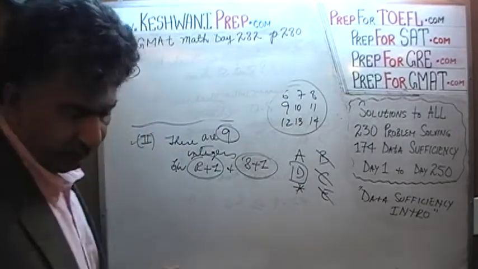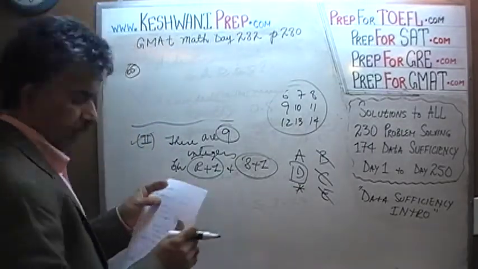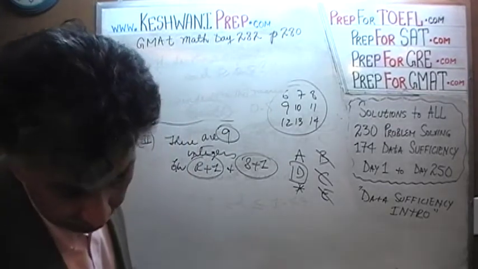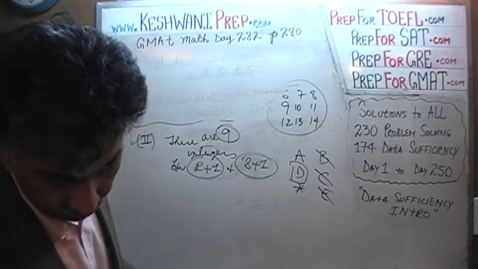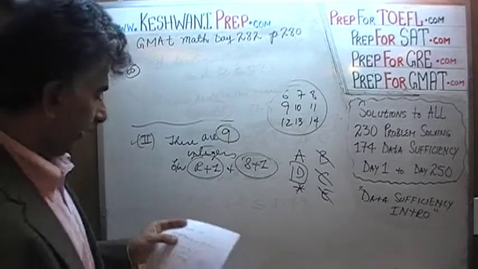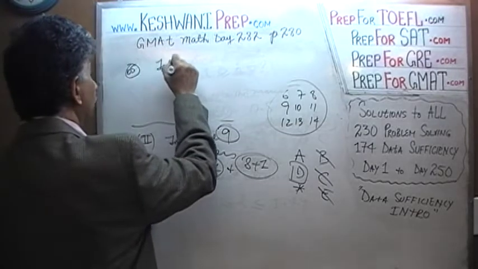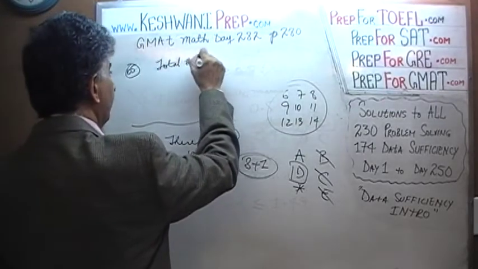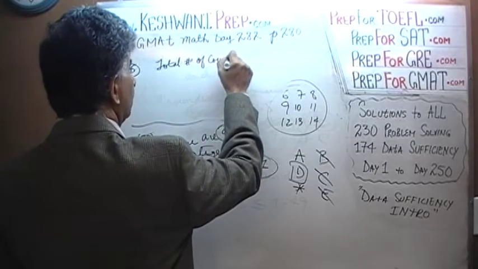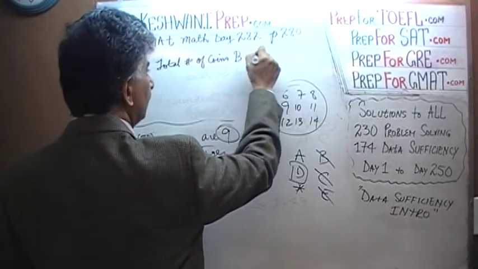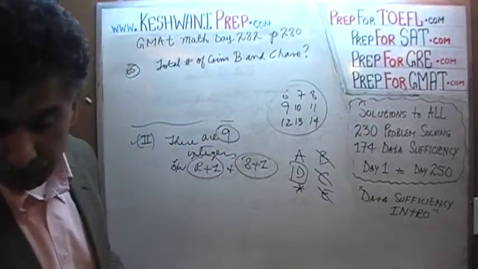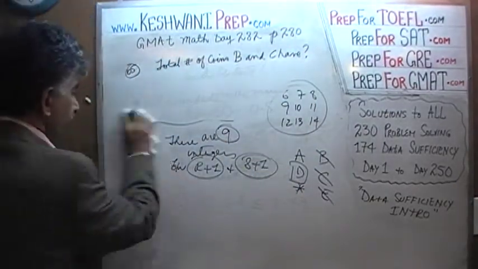In number 65, we are told that the total number of... Oh, actually, we are not told anything. In number 65, we are not told anything. The question simply is, what is the total number of coins that Bert and Claire have? So we have to figure out the total number of coins B and C have. That's the question. How many total coins do they have?